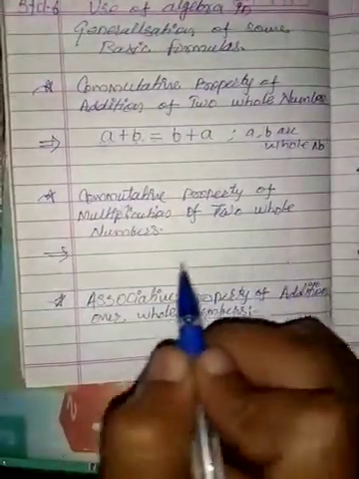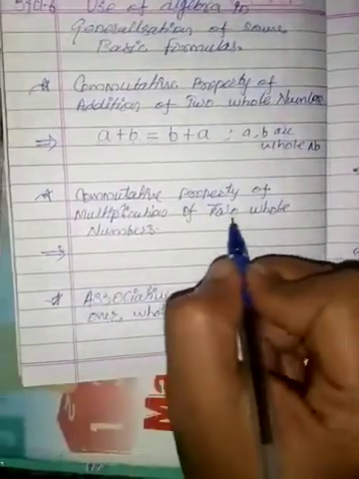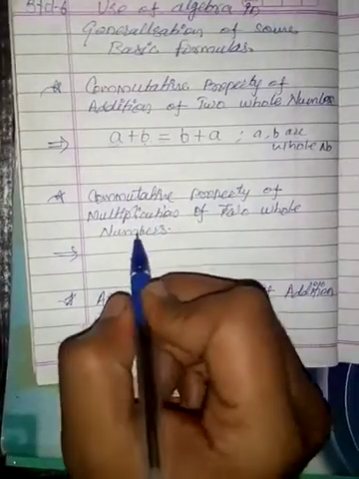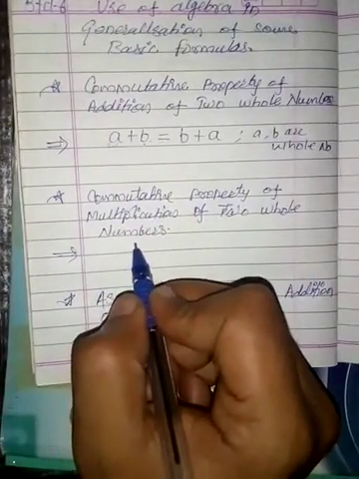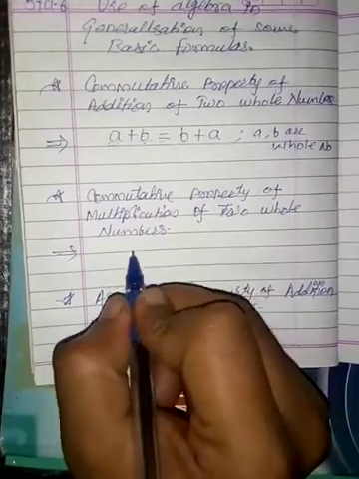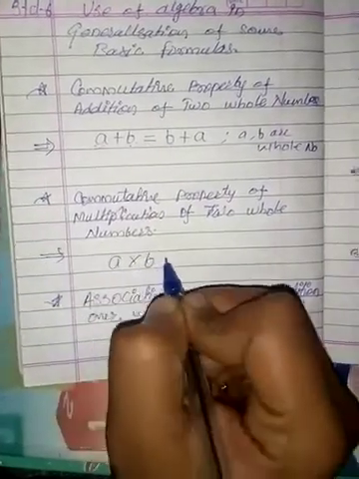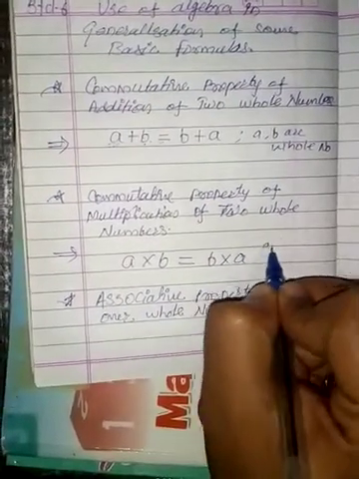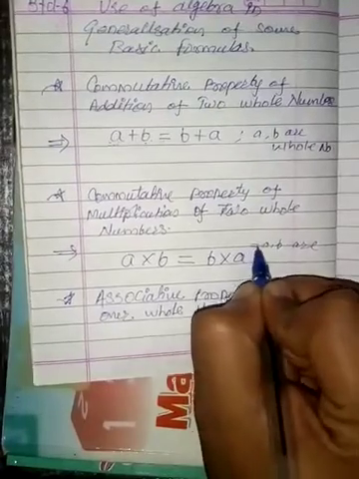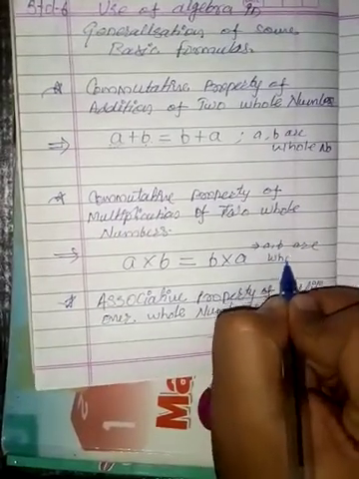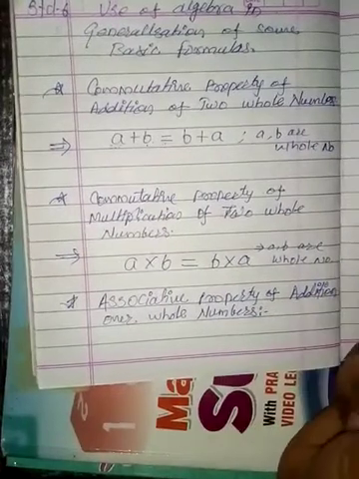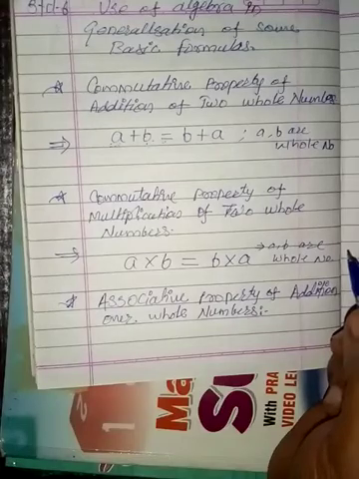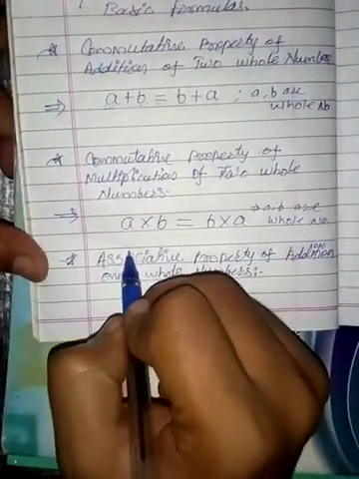What is the commutative property for the multiplication of two whole numbers? In the same way, where two whole numbers are a and b. Commutative means we interchange the order, and still the answer comes the same. So a multiply b is always equal to b multiply a, where a and b are whole numbers. This is the commutative property of multiplication of two whole numbers, a generalized formula which we have prepared.